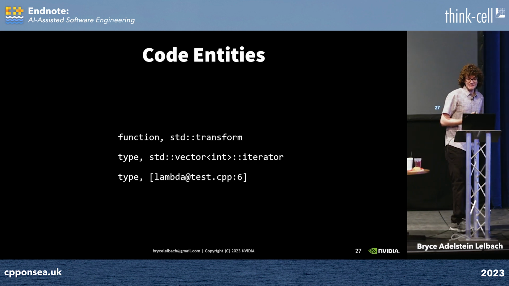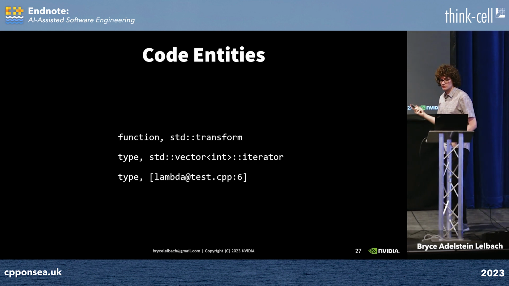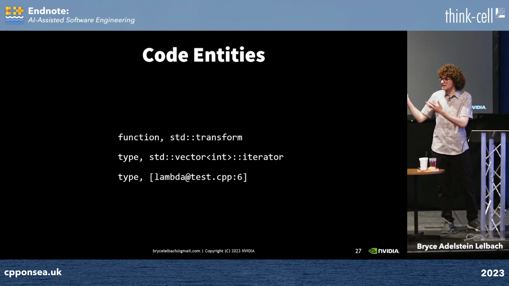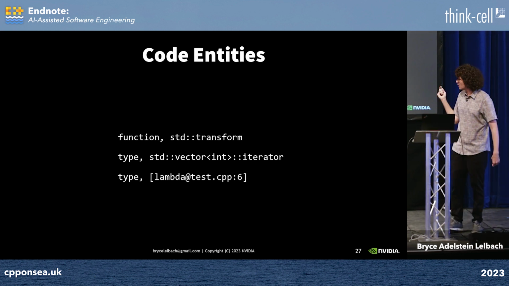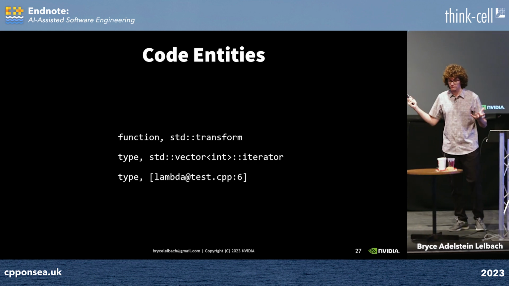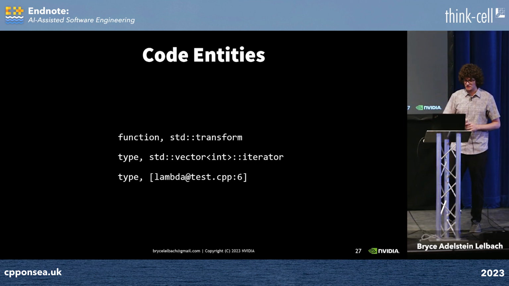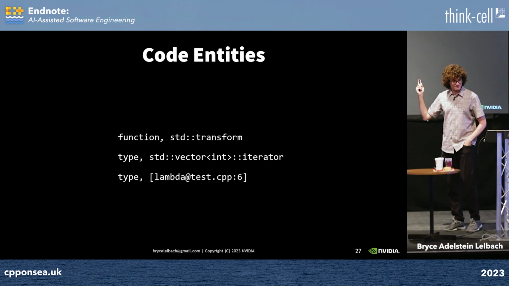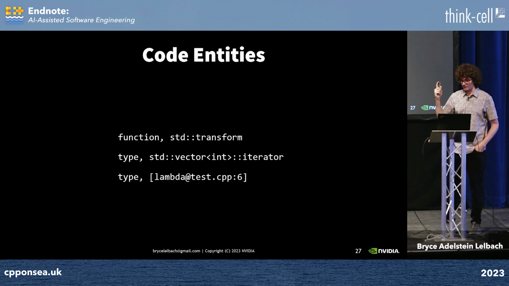So instead, we could identify what specific code entities we need to see and use language-specific tools to extract the code for those entities. So for example, we could use the Clang API for C++ source. And if we were looking at this particular example, what might we need? Well, we might need the function std::transform. We might want to look at the whole overload set, or maybe just the overload that we identified from the source location. We might also want this vector int iterator type. And we probably also want this lambda that was passed to the transform in the function.